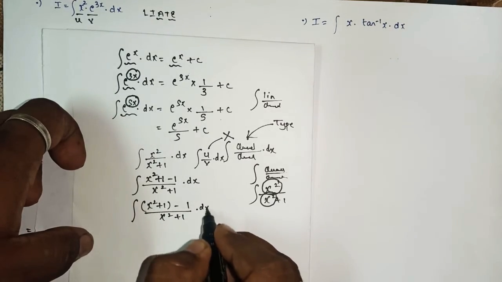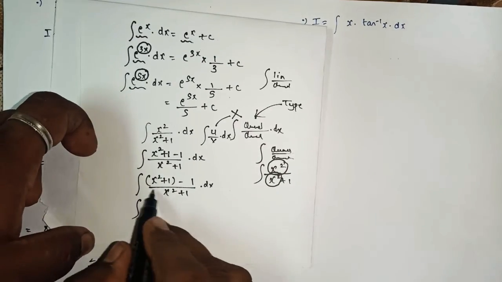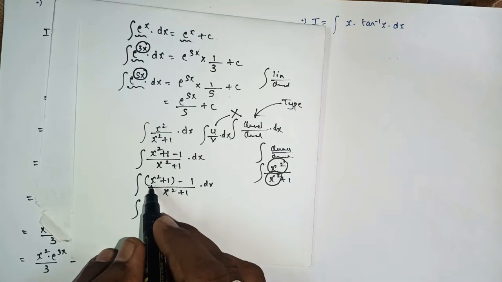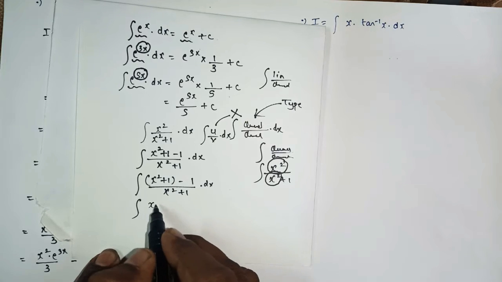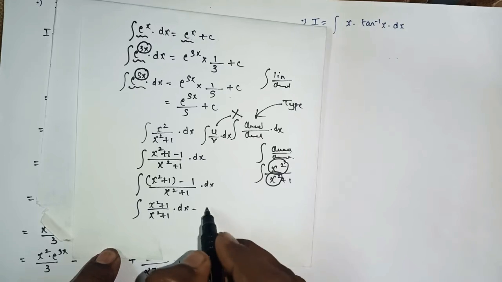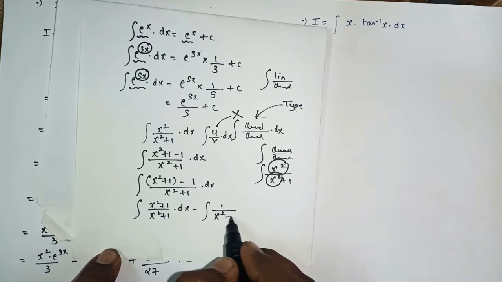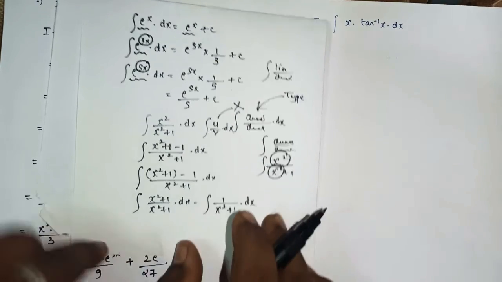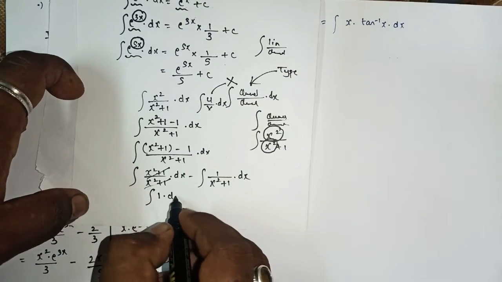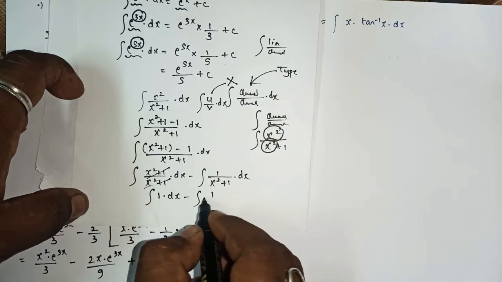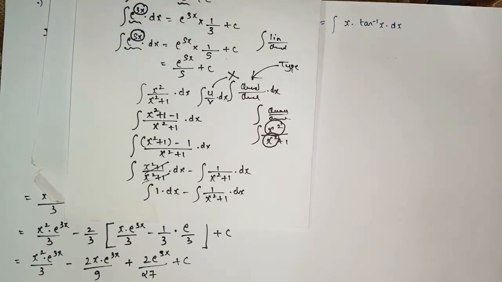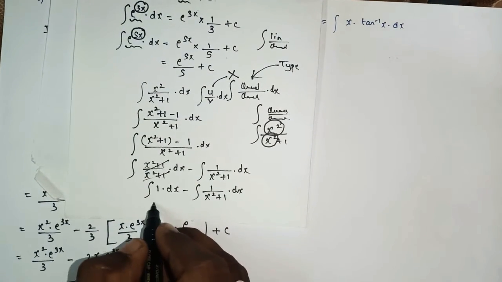Now we'll separate this integral. In the numerator, because of this bracket, clearly we can see that there are two terms. We'll separate the denominator now. Here this part is common, so we'll cancel. Here we're left with 1 into dx, and here we have 1 upon x square plus 1 into dx. Clearly we can see that the integration of 1 we know is x.